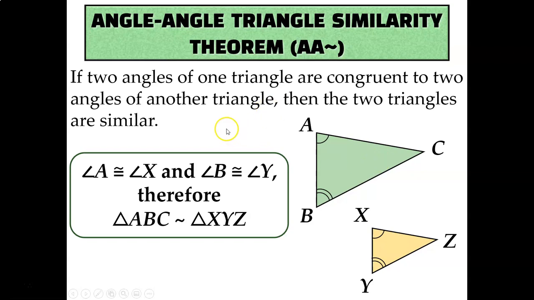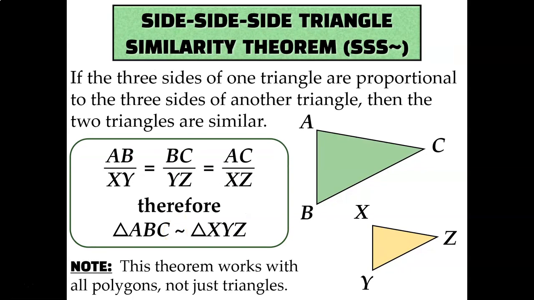So this is a super quick and easy way of showing that two triangles are similar. If you can just show that they have two pairs of angles that are congruent, then the triangles must be similar. But that's not the only way to show that triangles are similar.